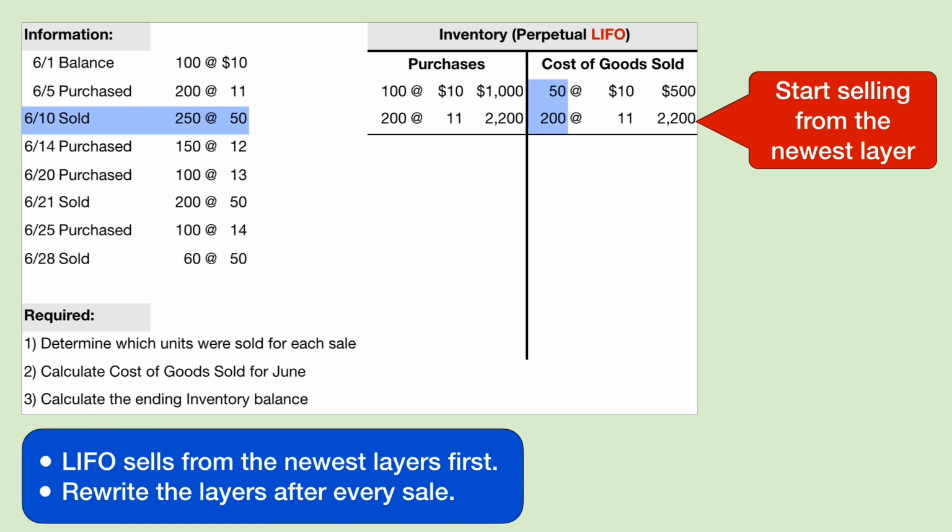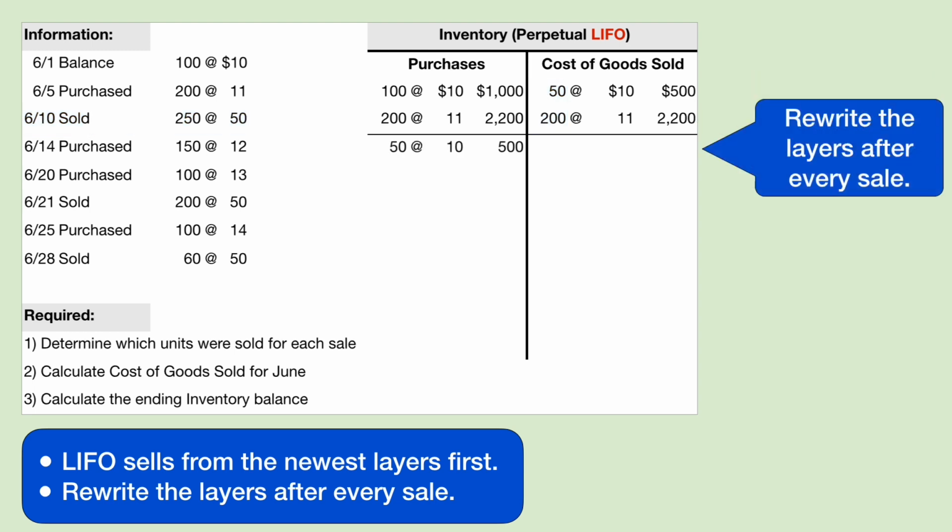What happened next? We sold 250 units. We have two layers, and this is the LIFO method, so we have to start selling from the most recent layer. So we sold all of layer 2, and we sold part of layer 1. We have to rewrite the layers after every sale. Now we have one layer of 50 at $10.